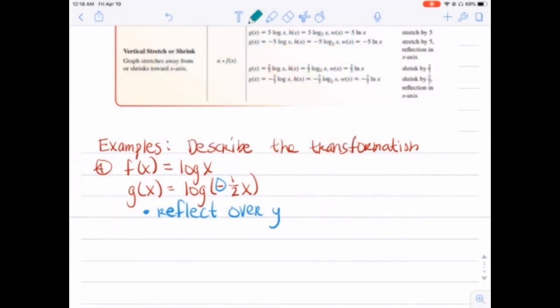Second, we have this 1/2. And so the 1/2 is again inside with x. And remember, inside is affecting horizontal, and it would be the opposite of what you think. So we are actually horizontal stretching by 2. All right, so remember, horizontal is inside with x and opposite.